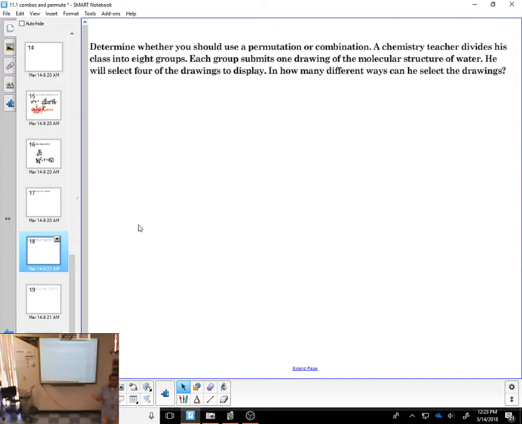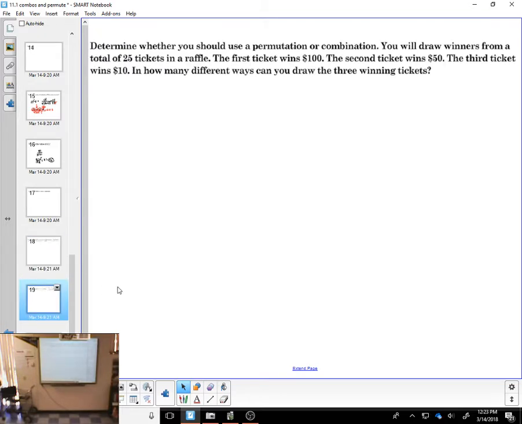Is any one of the groups winning anything special in this case? They're just going to get put on the wall, aren't they? So does it matter if you got picked first or last? Not really, because you're still going to go on the wall. Okay? Now keep that in mind. What if we want to be first? Well, then you would have to make it a competition, wouldn't you? Yeah, that's true.